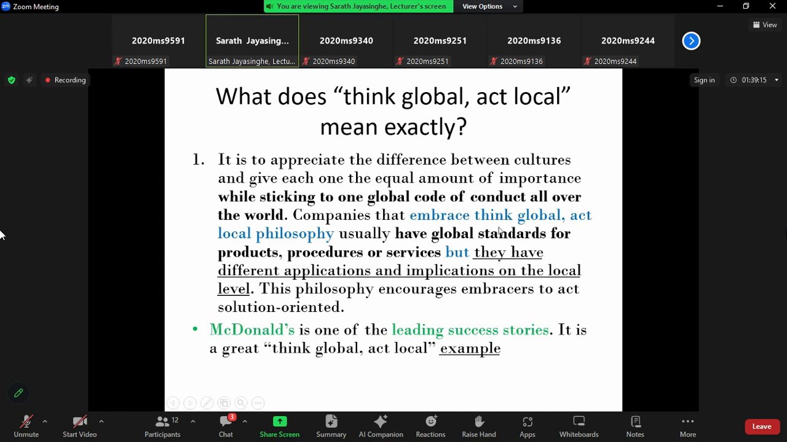The companies that embrace this global local philosophy usually have global standards for products and procedures for services, but they have different applications and implications on the local level, right? You are keeping the global standard and procedures and services also. Standards are there, but changing somehow to suit the local levels. This philosophy encourages businesses to act solution oriented. So McDonald's is also applying this one, leading to success stories. It is a great thing globally. McDonald's is another example.